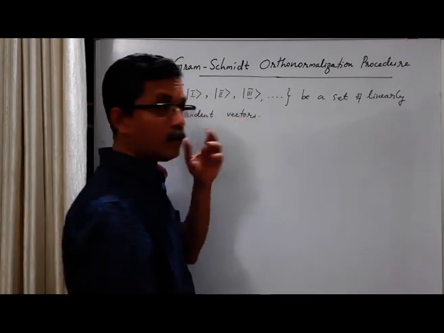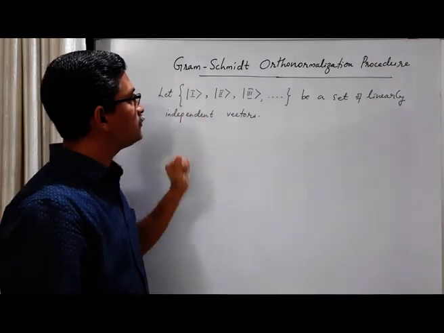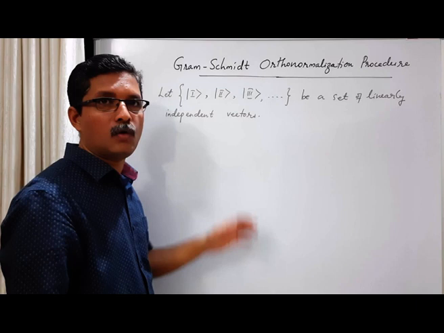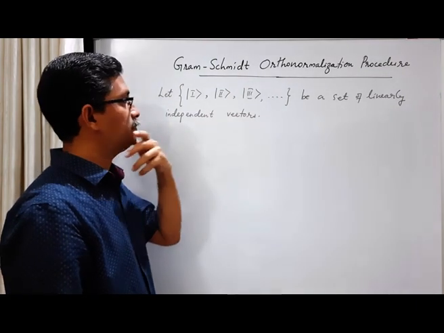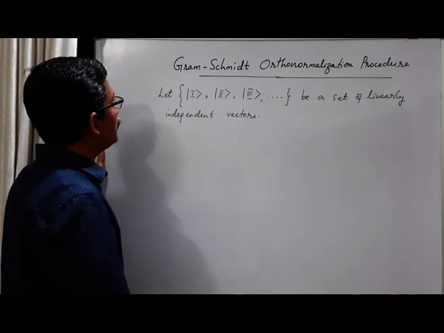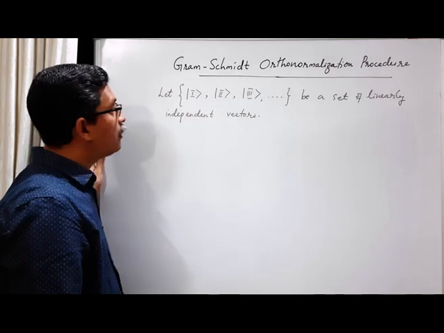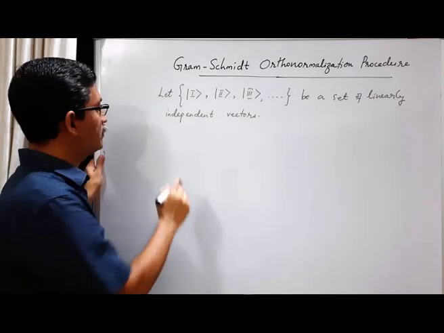Okay, they may or may not be basis vectors. So the question is how we can generate an orthonormal set of vectors from this. So first we take this first vector. Then we can simply normalize it.